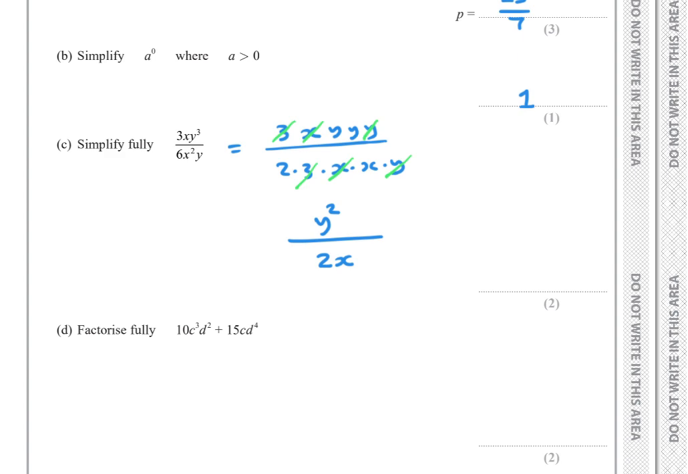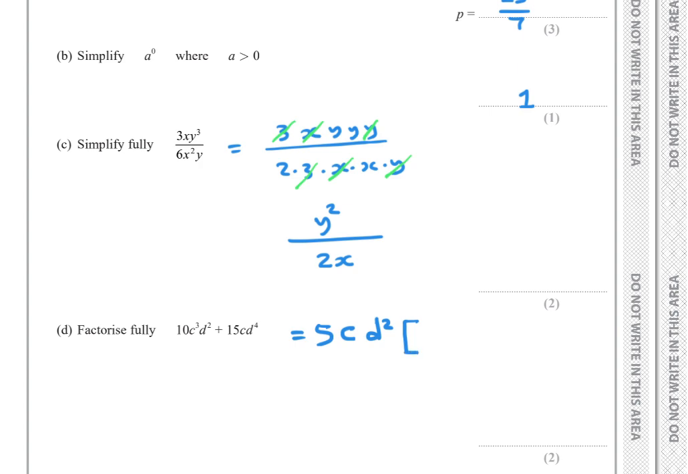D, factorize fully 10c cubed d squared plus 15c d to the power 4. Highest common factor between 10 and 15, 5. And c cubed and c to the power 1, so c to the power 1. You have d squared and d to the power 4, so d squared. The highest common factor is the least power.